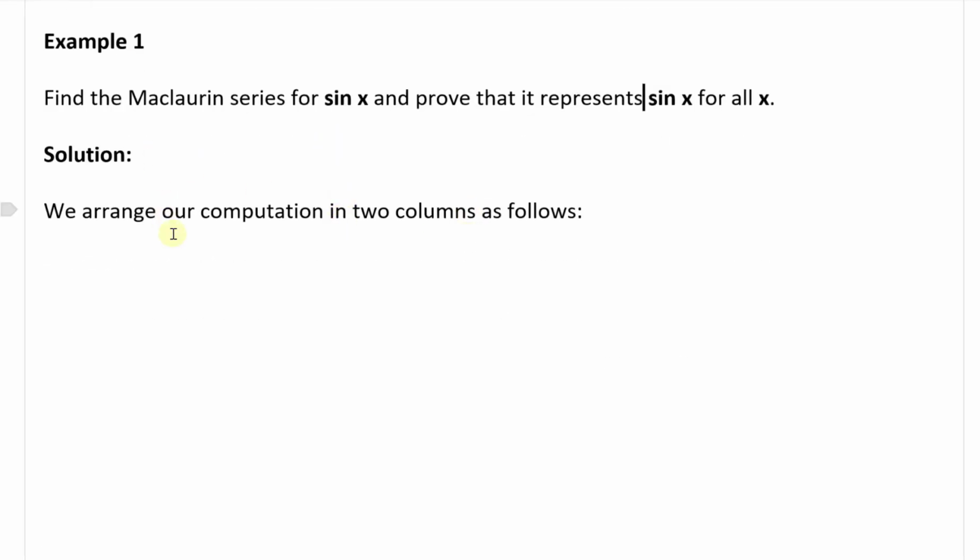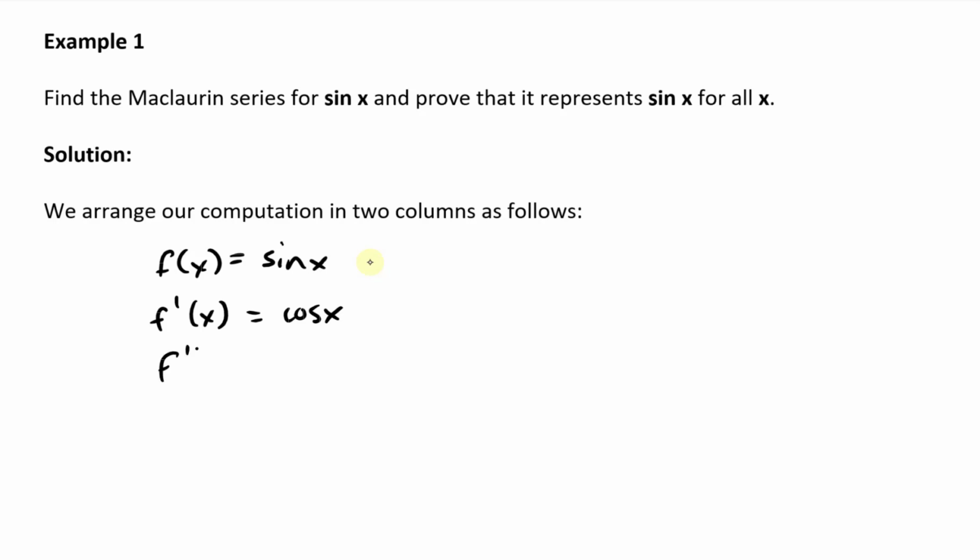So, solution: we arrange our computation in two columns as follows. We write f of x equals sine of x. Remember, the derivative of sine of x, f prime of x, is going to be cosine of x. Then the second derivative, f double prime of x, the derivative of cosine of x, is going to be equal to negative sine of x.